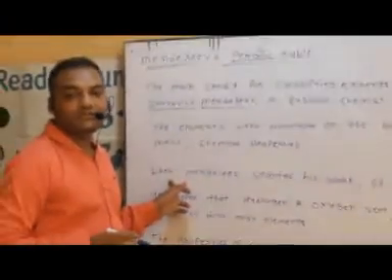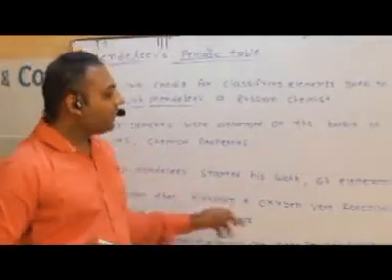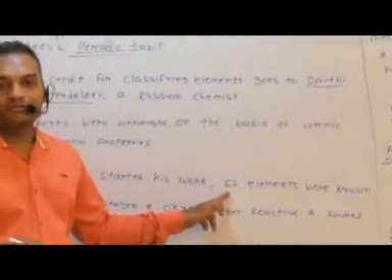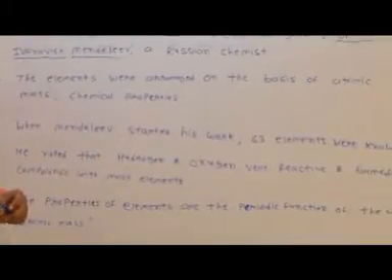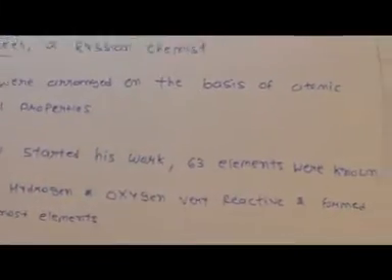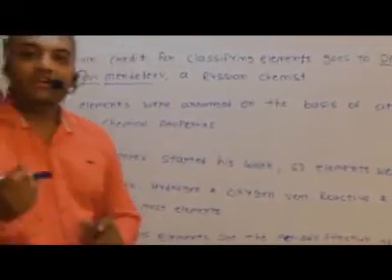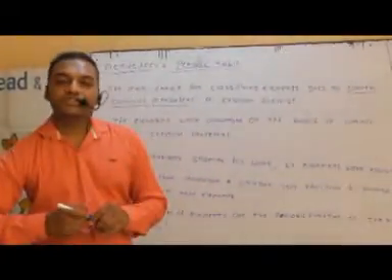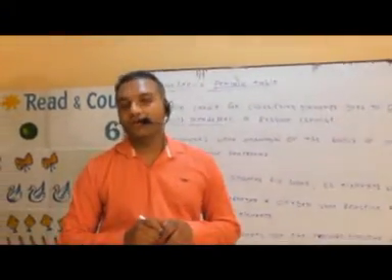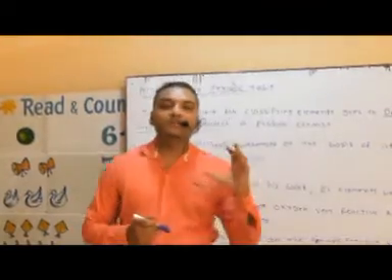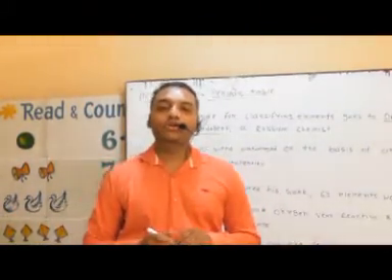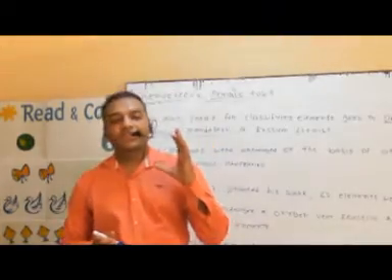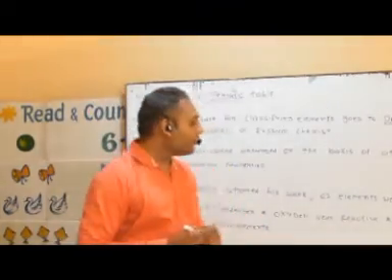That means before Mendeleev started his work, 63 elements were already known, and he noted that hydrogen and oxygen are very reactive and form compounds with most elements. You will recall that hydrogen and oxygen are the most reactive elements of the periodic table. They give a lot of compounds with other elements, like H2O, like HOCl. You will know that.